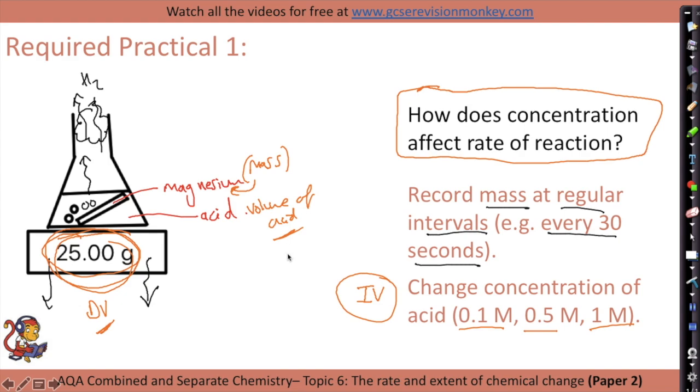When you're writing about variables, never use the word amount. Examiners do not like you using that word, so make sure you're clear that you're talking about the mass of magnesium and the volume of acid. Temperature would also be an important thing to control because that could affect the rate of reaction. And you may well have to write a method for this practical.